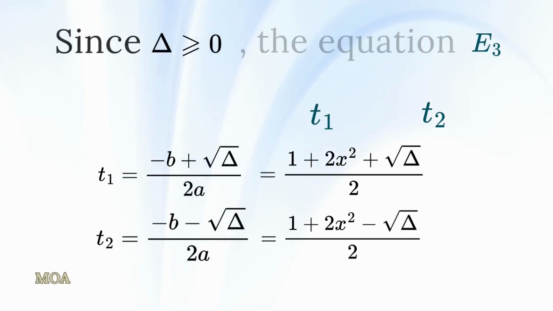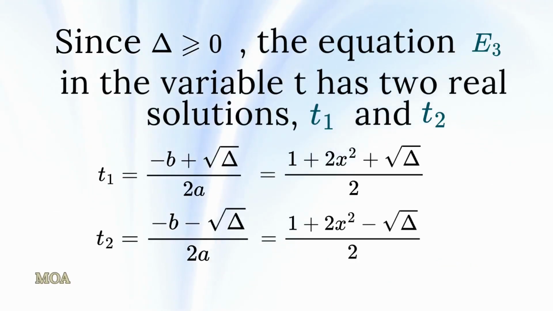This implies that the quadratic equation in the variable t, labeled E2, has two solutions, t1 and t2, which are given by the following formulas. t1 equals the quantity 1 plus 2x squared plus the square root of delta, divided by 2, and t2 equals the quantity 1 plus 2x squared minus the square root of delta, divided by 2.